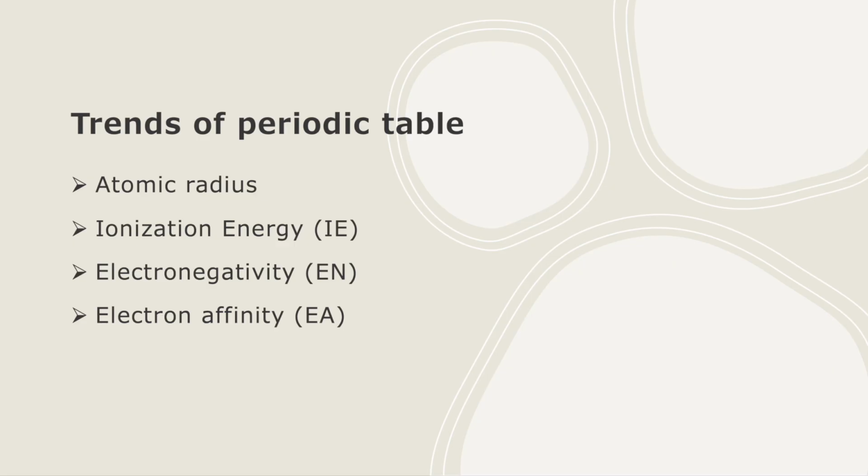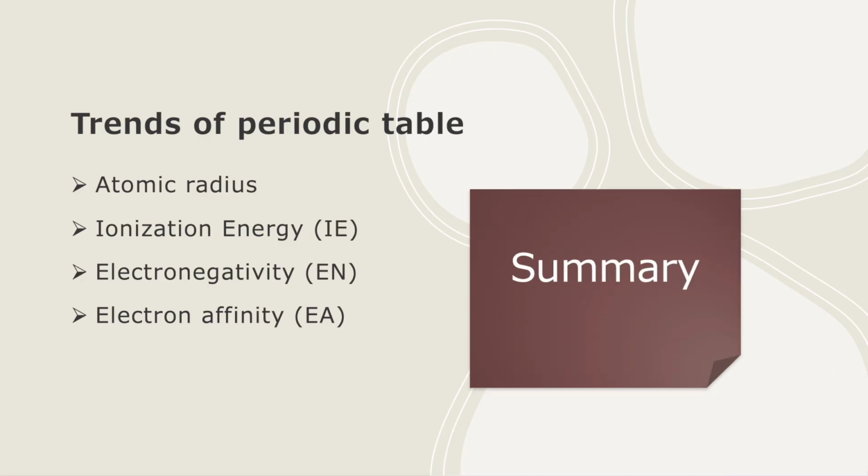Okay, so let's sum up everything we've said so far. Atomic radius within a group increases. Within a period, it decreases. Ionization energy within a group decreases and within a period increases. Electronegativity within a group decreases and within a period increases.